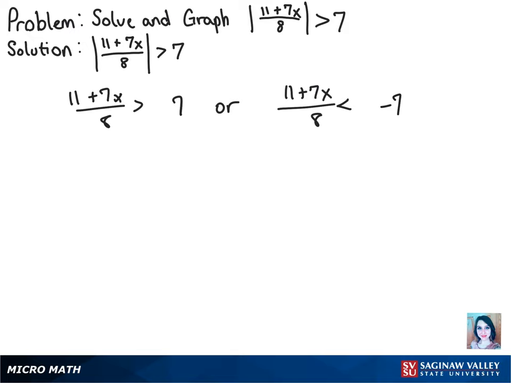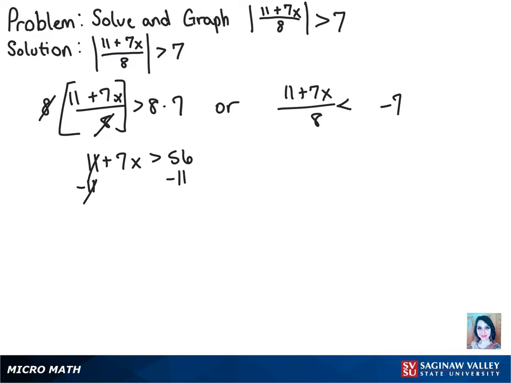So we can start by multiplying both sides of the inequality by 8 to get rid of the fraction. Then we have 11 plus 7x is greater than 56. After we have that written down, we want to subtract 11 from both sides. Then we have 7x is greater than 45. Once we divide both sides by 7, we get x is greater than 45/7.